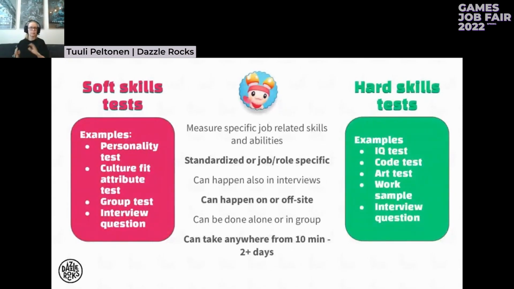So let's say that a company has certain values that they find super important to test during the recruitment process, whether this candidate actually is or behaves according to the values that the company has. They might do some type of culture fit attribute tests during the recruitment process. And then, as mentioned, the group tests are also something that usually measures soft skills.